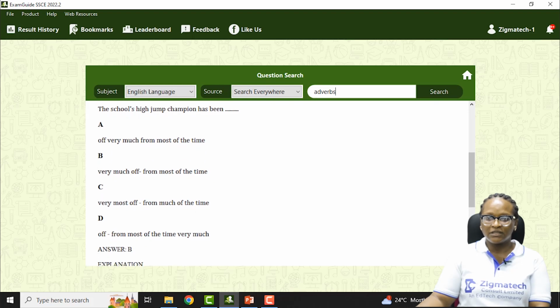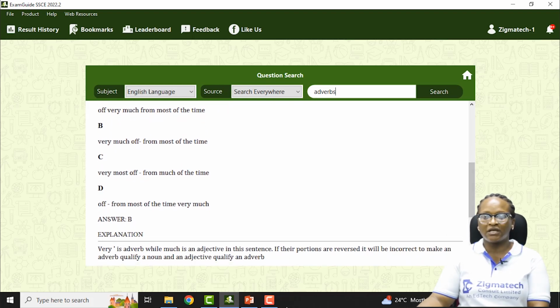So let's look at another example. Okay, that is it. It says very is an adverb while much is an adjective in the sentence. If their positions are reversed, that is the much coming before very, it will be incorrect. All right, it will be incorrect. So certain things play that way. Reason for saying that English is arbitrary. But in this case, adverbs modify adjectives, and as such, it will come before the adjective it modifies.